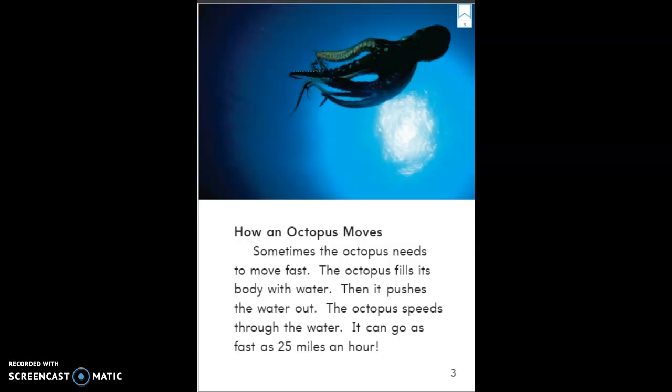Now your job is to listen super carefully to this and identify the main idea. So the title of this chapter is How an Octopus Moves. Sometimes the octopus needs to move fast. The octopus fills its body with water. Then it pushes the water out. The octopus speeds through the water. It can go as fast as 25 miles per hour.